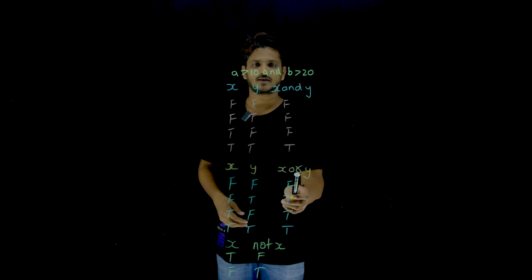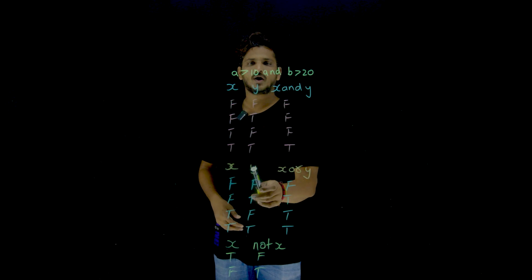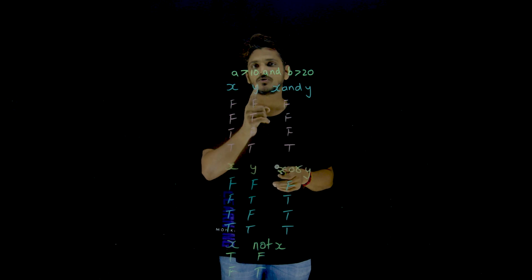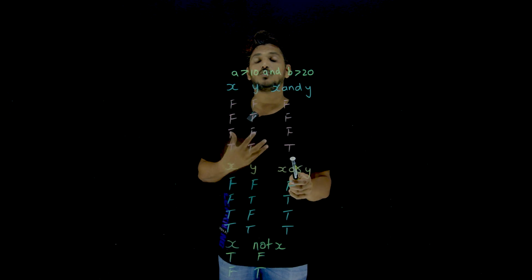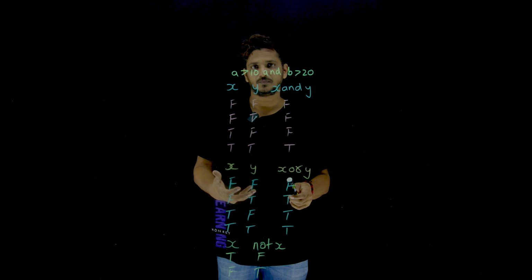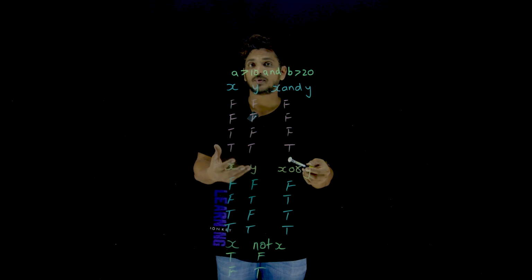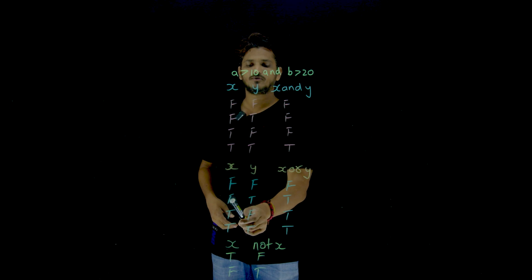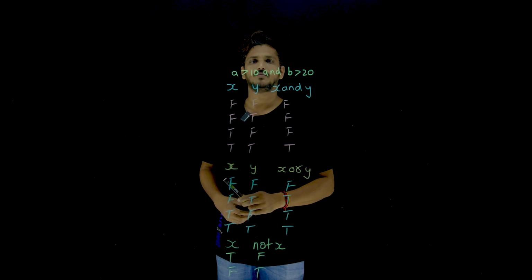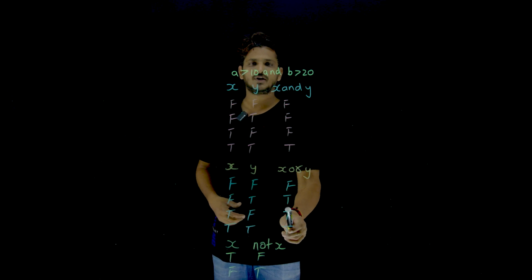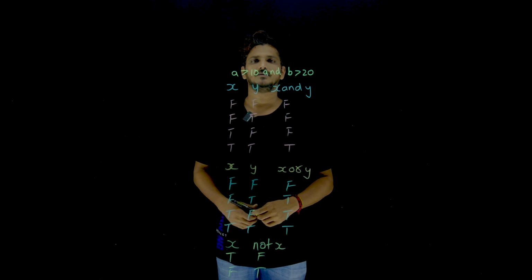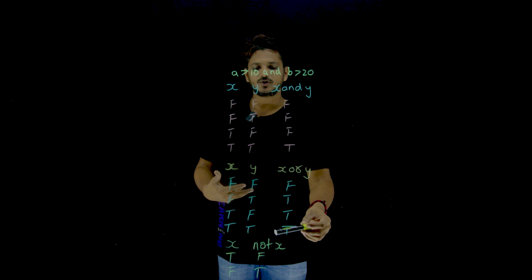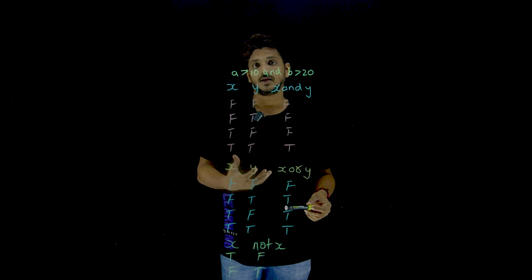Similarly, the OR operator. X is a condition, Y is a condition. OR means if any one of them is true, logical OR is going to return a true value. That is what the logical OR operator means. So false, false, false. False, true, true value. Similarly, true, false, true. True, true, true. So this is the output that you are going to get if you are using the OR operator.